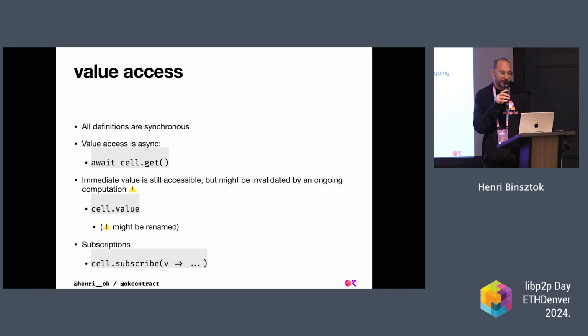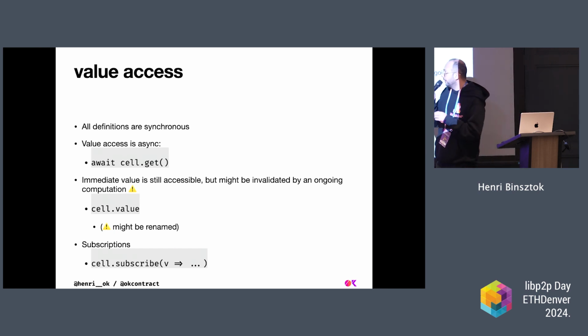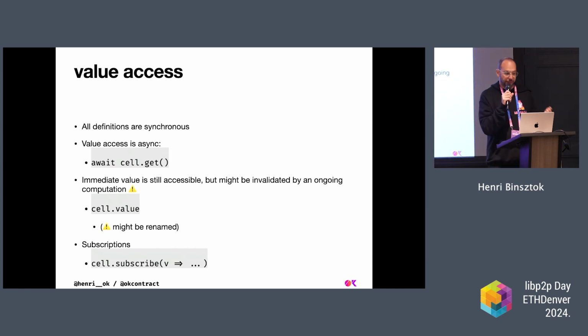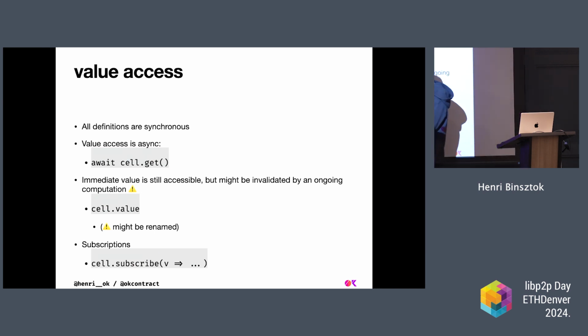Like we can map some inputs into another long computation, which is as well a promise, and we abstract all this away. So how then do we access the values? There are basically 3 ways to access the values. The first one, so all the definitions are synchronous. So basically, we just define the graph of our computations, and the value access is, in retrospect, asynchronous.